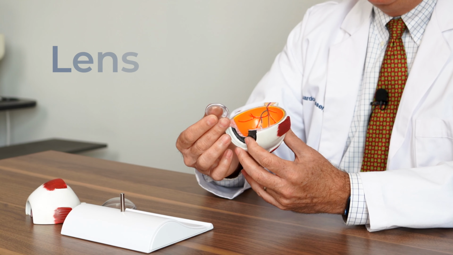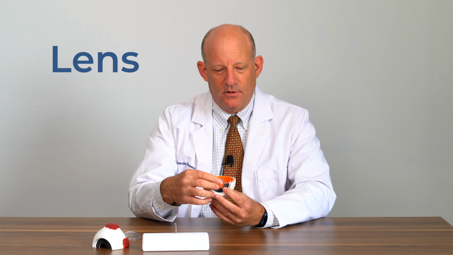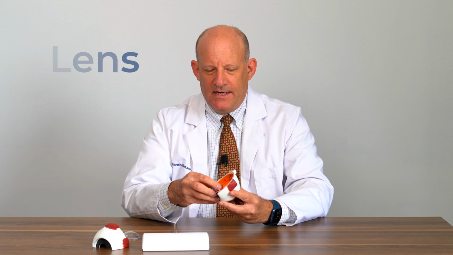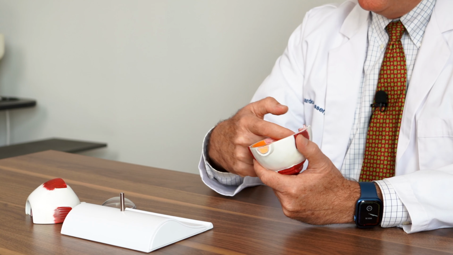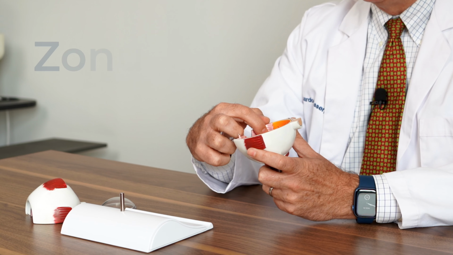Behind that, we have the lens. The lens is a structure that can actually change shape as we're younger. That also helps to focus the light, but it also allows us to be able to transition from distance to near vision. And that lens is held in place by little fibers that are back here, unfortunately not seen in the model, but those fibers are called zonules.